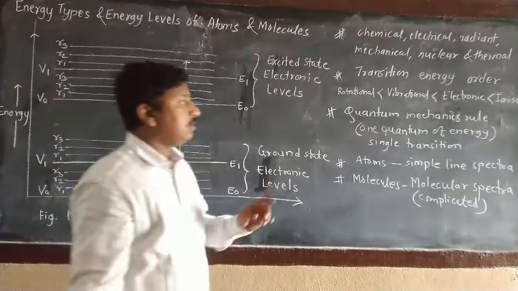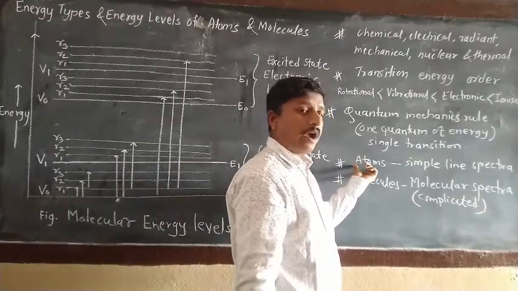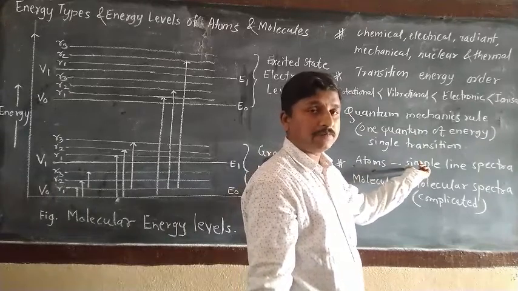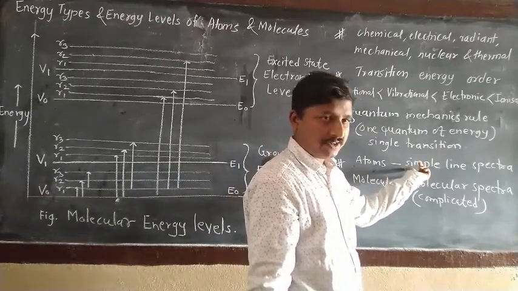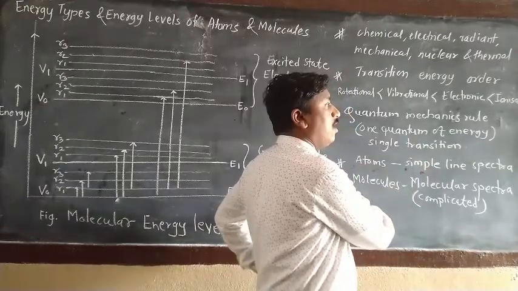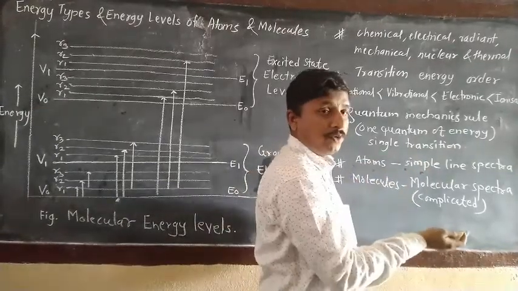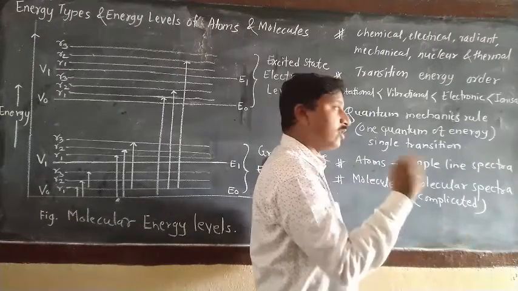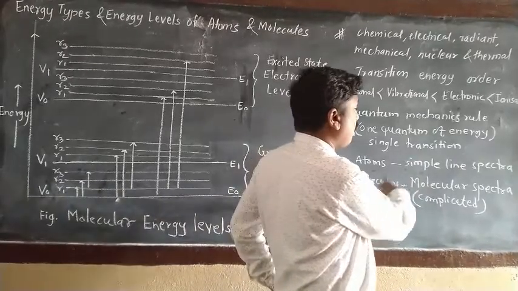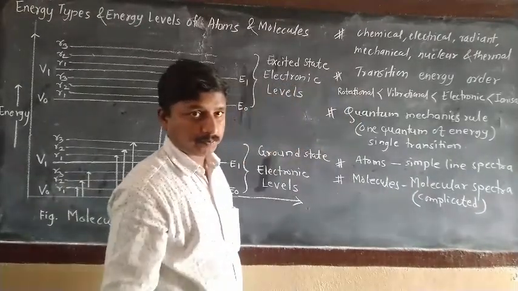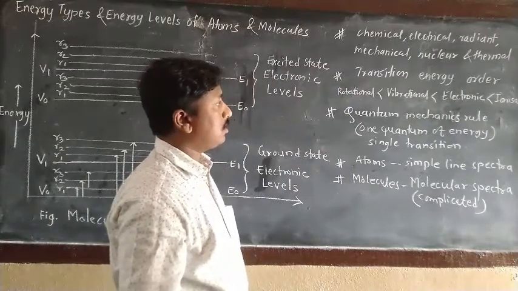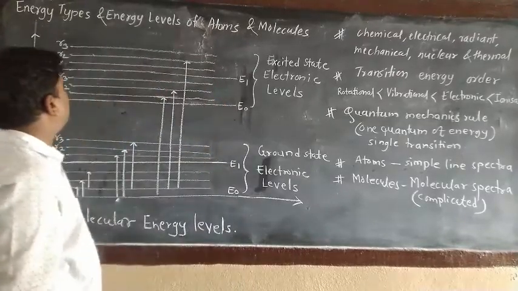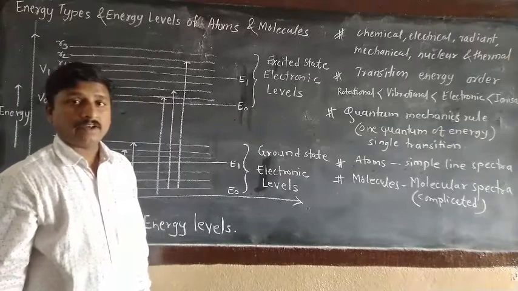Okay, so atoms generally give simple line spectra by the absorption or emission of electromagnetic radiation, but when a number of atoms becomes a molecule, and if you take a molecule into consideration, then it gives complicated molecular spectra. Okay, this is all about the energy types and energy levels of atoms and molecules.